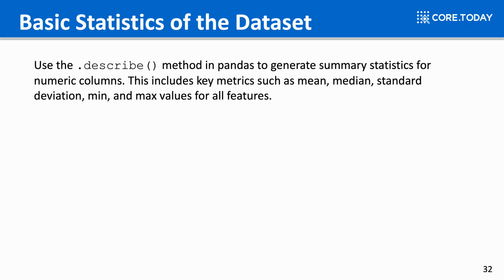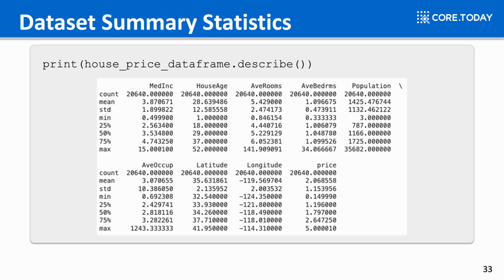Getting a high-level overview of your dataset is essential. With describe, we can uncover distribution properties, detect anomalies, and understand the range of values for each feature. This step also provides insight into scale differences between features, helping us identify if feature scaling is required.